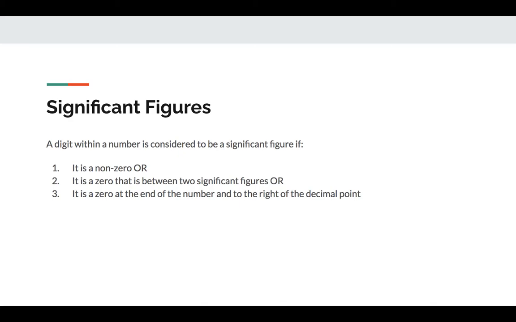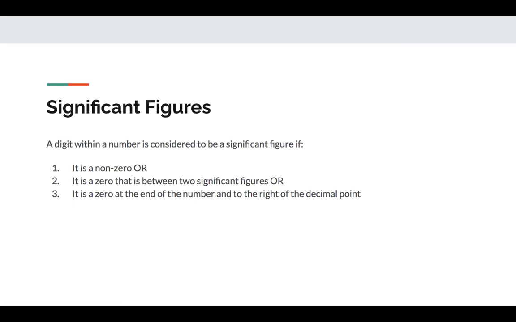Or if it's a 0 at the end of a number and to the right of the decimal point. So we have a non-zero, or if it's a 0, it's between two significant figures, or it's a 0 at the end of a number and to the right of the decimal point. An example like that would be like a decimal point.